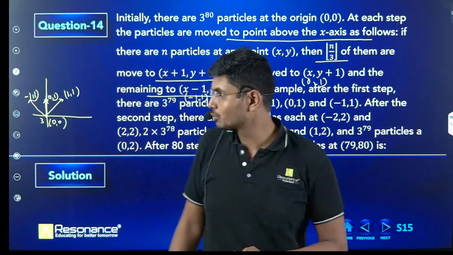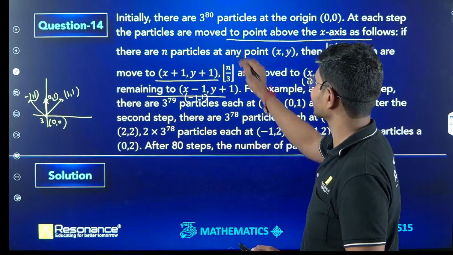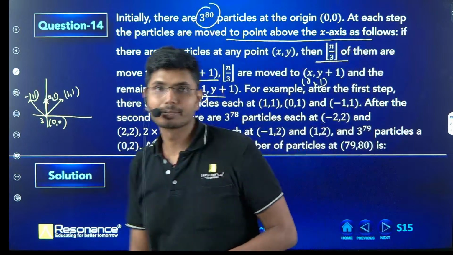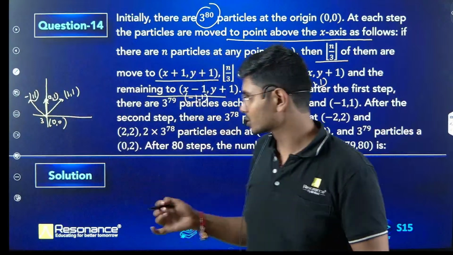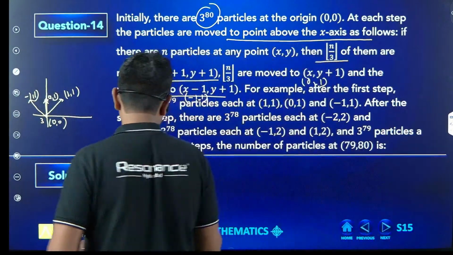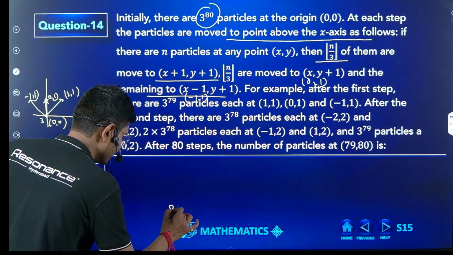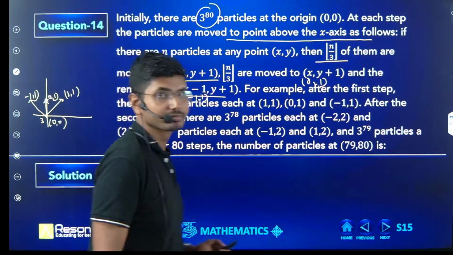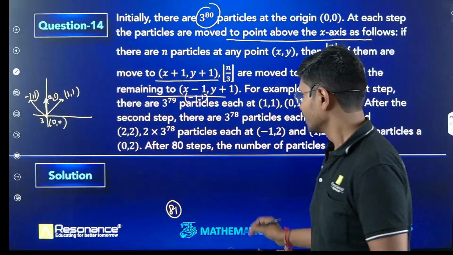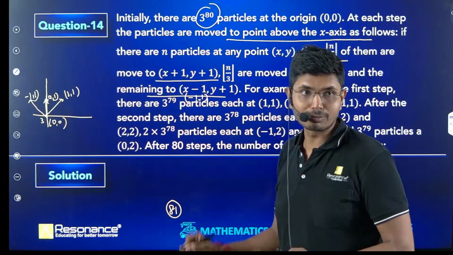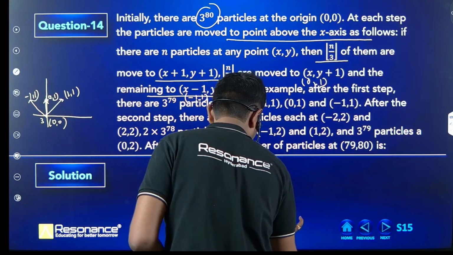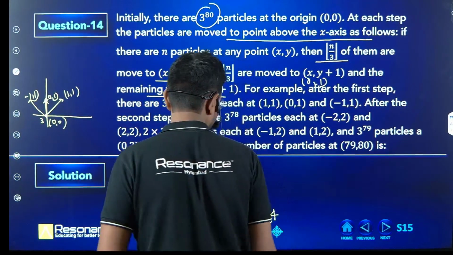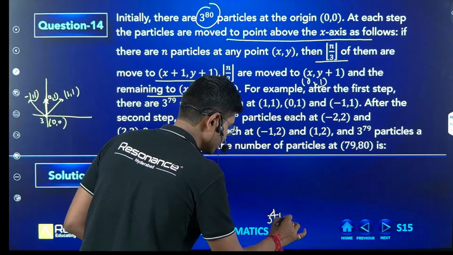But in the question, the number of particles is 3 to the power 80. What is the significance of this number? I'll process it with a simple example. For example, suppose 81 particles are there. 81 particles means 3 to the power 4. So I'll take a small example with 3 to the power 4. This coordinate is 0, 0.